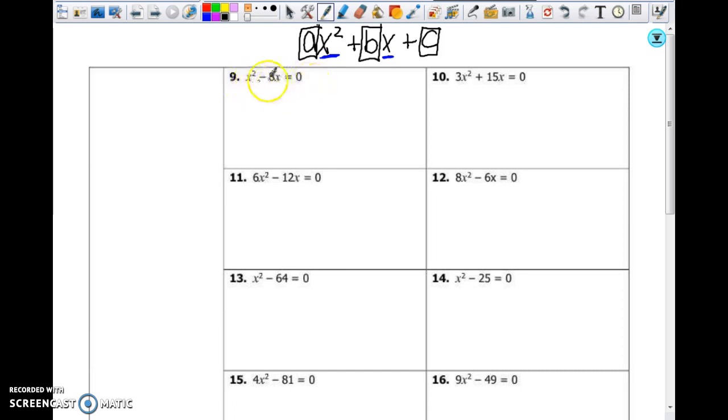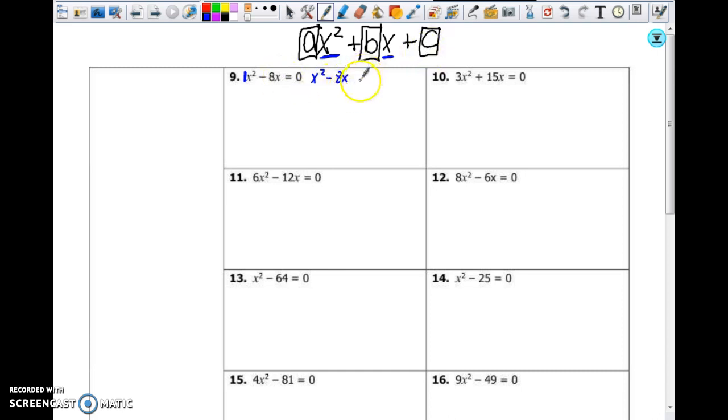So here I notice there's only two terms. Okay, I still know it's a quadratic because of this square. So the x squared, I know this is my a, so the number with the a is a 1. Here I see an x, so that's my b. So what's the only term missing? The c. So I'm just going to rewrite this so you can see it. This is x squared minus 8x. So do I have a c? No. So there is no number.